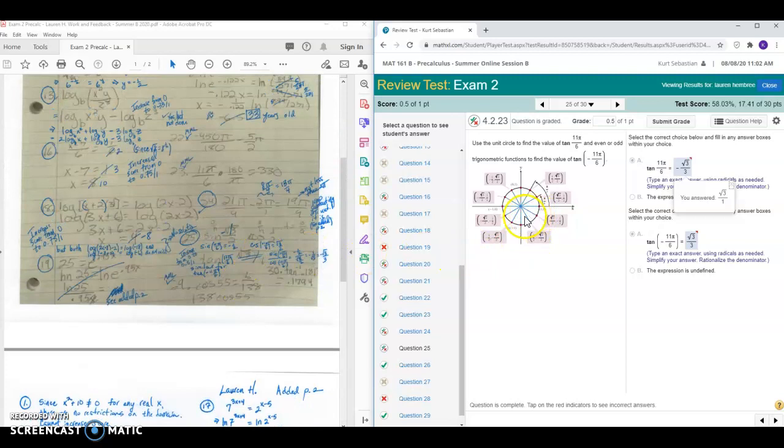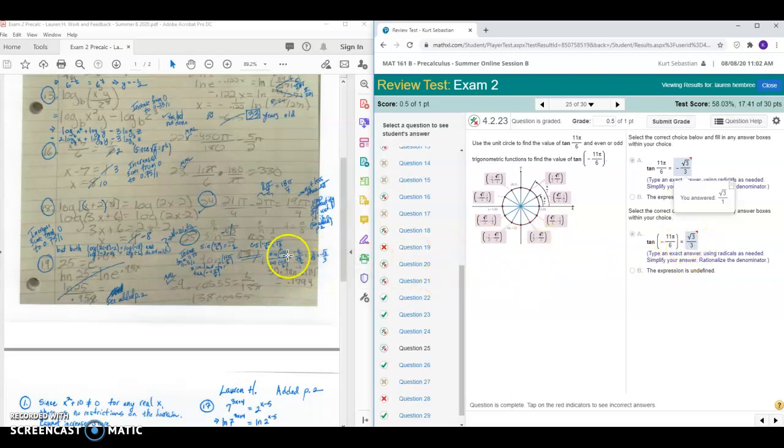So the bottom line is tangent is sine over cosine. On the unit circle, every point has cosine of the angle as the x coordinate and sine of the angle as the y coordinate. So to find tangent of 11 pi over 6, it would be minus 1/2 divided by square root of 3 over 2, which gives me minus 1 over root 3. You want to rationalize that denominator, to get minus root 3 over 3.